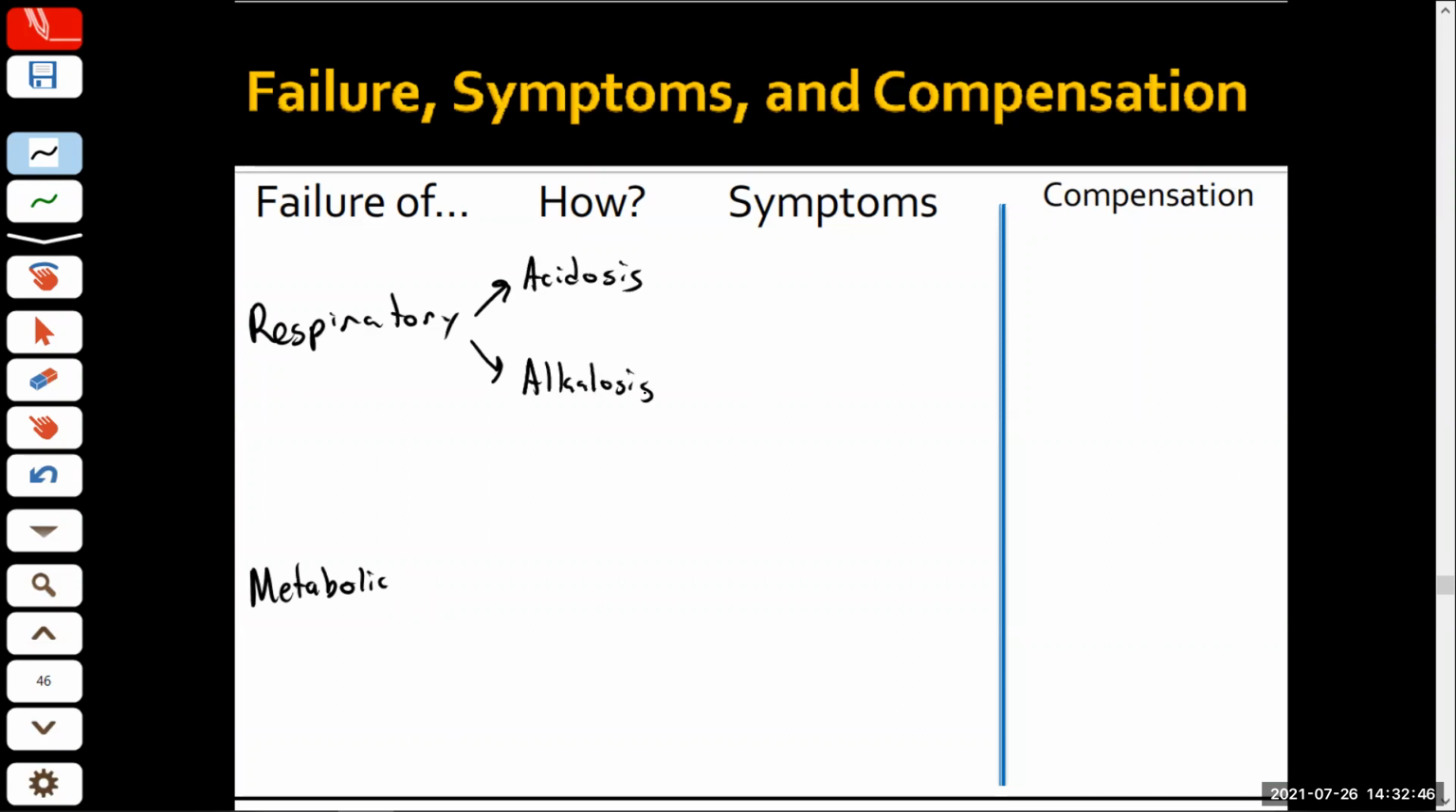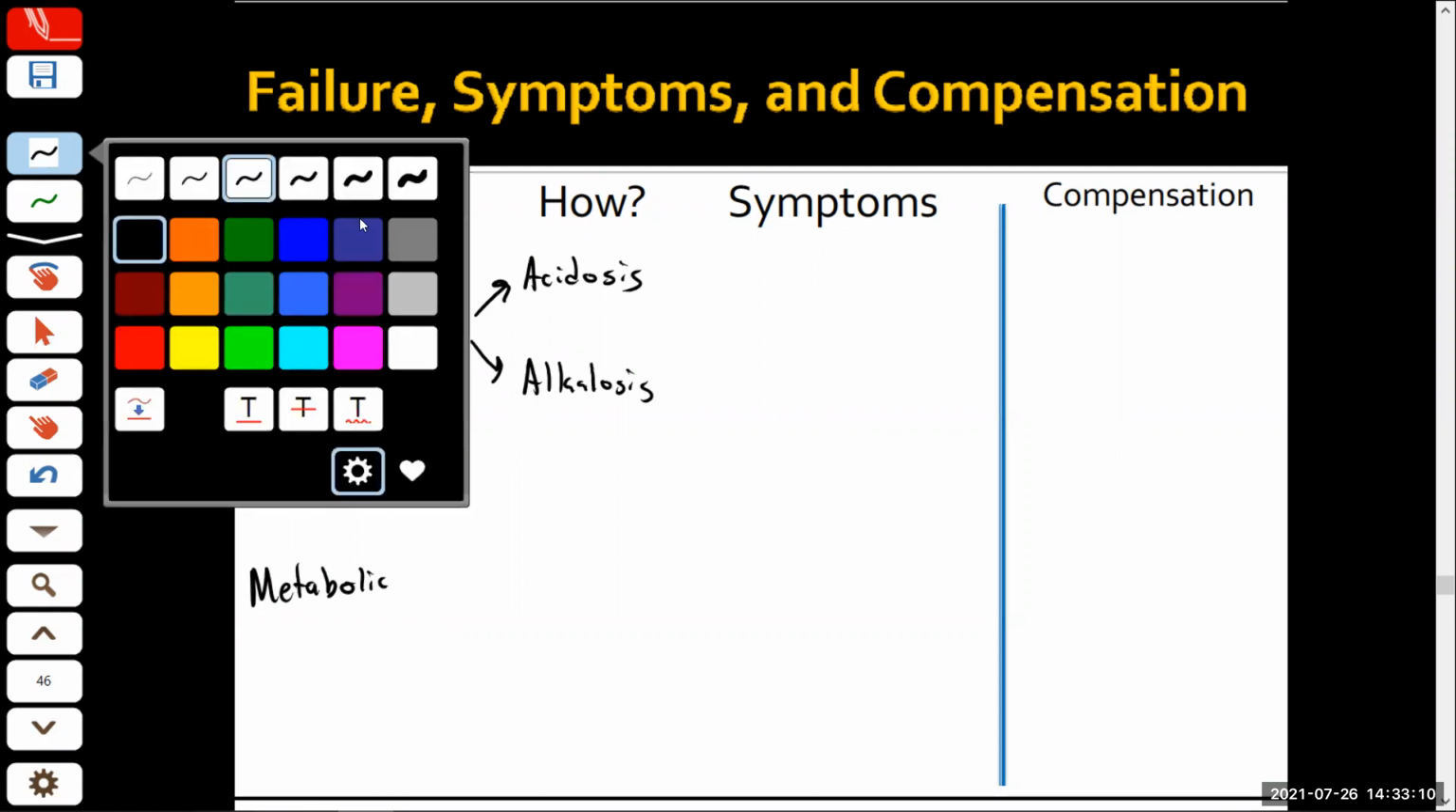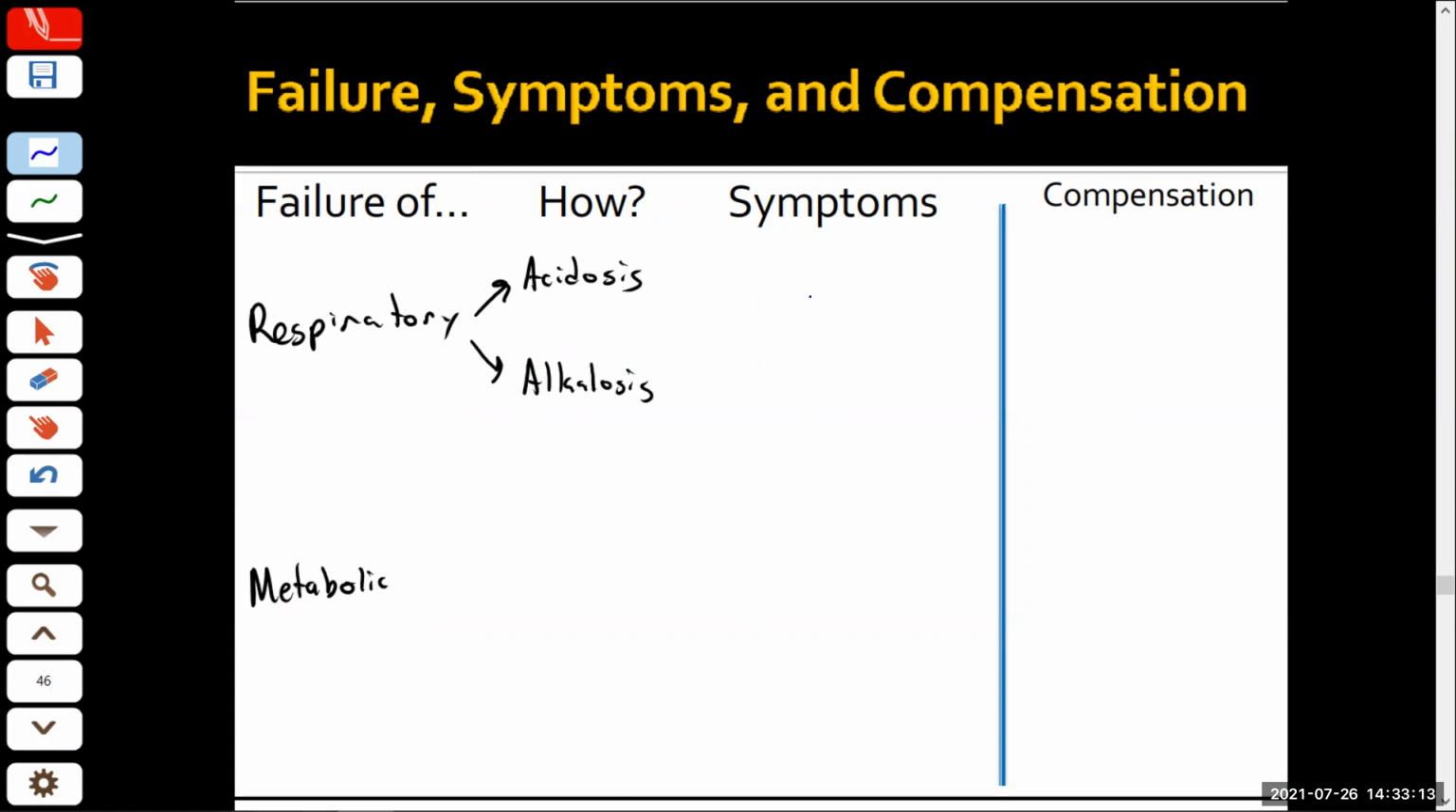Okay, so if a patient has respiratory acidosis, it means my lungs are failing. If I'm looking for symptoms, which organ should I, so think about this. If somebody has heart failure, what organ would you want to assess for symptoms? So respiratory acidosis, where should I be looking for symptoms? Lungs. So in terms of symptoms, how would the lungs be failing leading to acidosis? How would my lungs fail leading to acidosis?